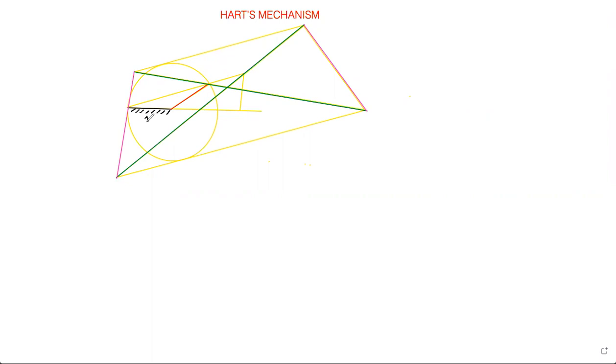So I'll name them number 1, number 2, and then number 3, number 4, then 5, and then 6. So the total number of links is 6, and here you have all revolute joints. These are all revolute joints, so the total number of revolute joints is 7. Done. And now we'll give alphabets.